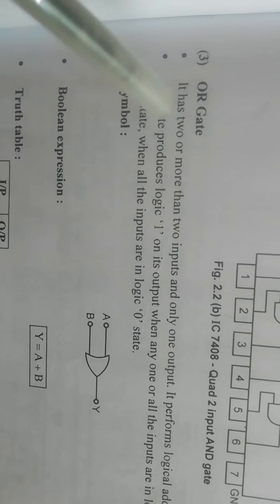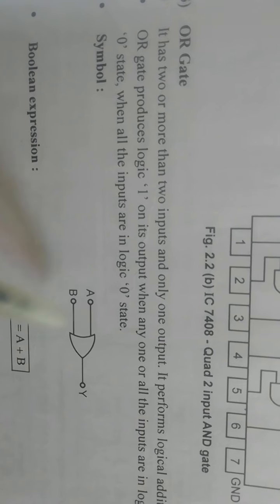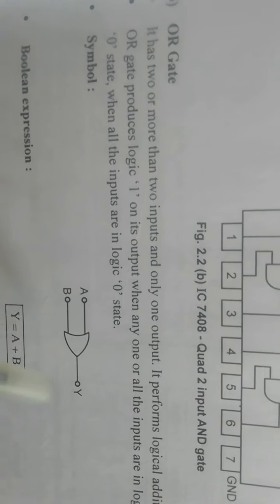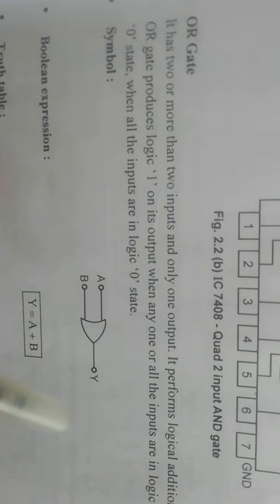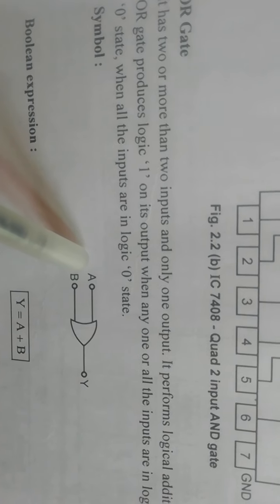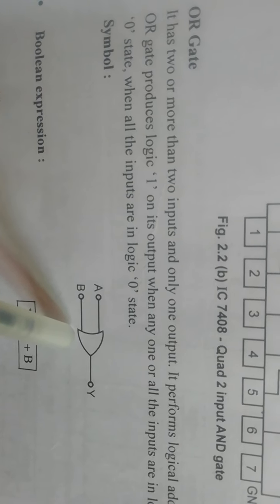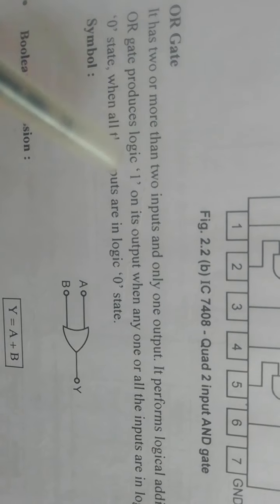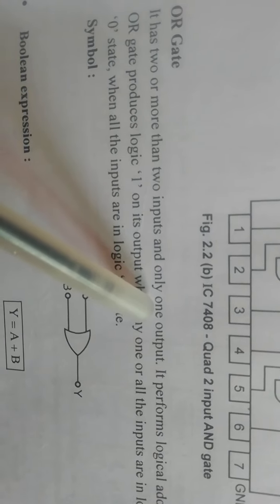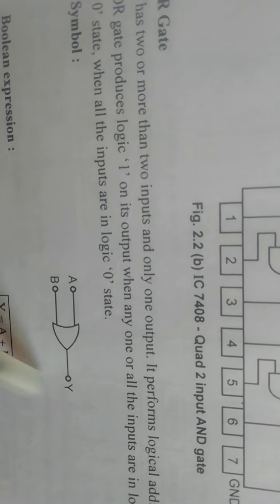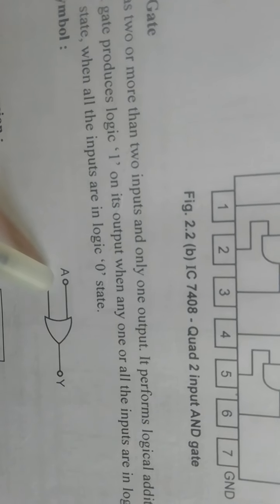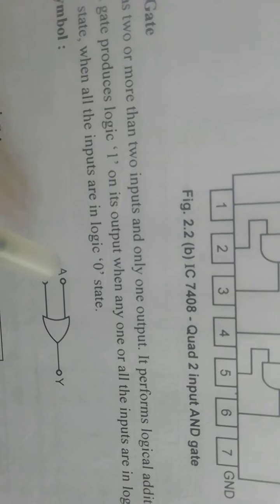Now the third gate is the OR gate. This is the symbol of the OR gate. Here we apply the 2 inputs A and B, and we get 1 output, same as an AND gate. But the difference is that the OR gate performs only addition. Same, it has 2 inputs or more than 2 inputs and 1 output. The OR gate performs an addition function, which means this gate adds the 2 inputs and we get 1 output.